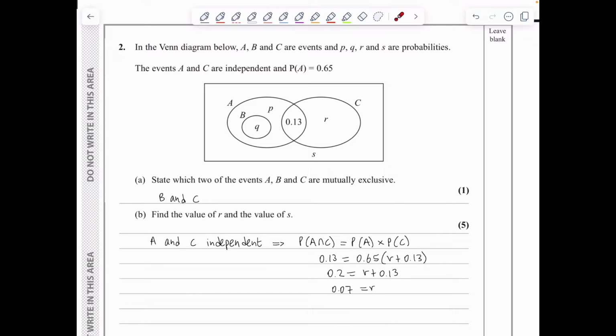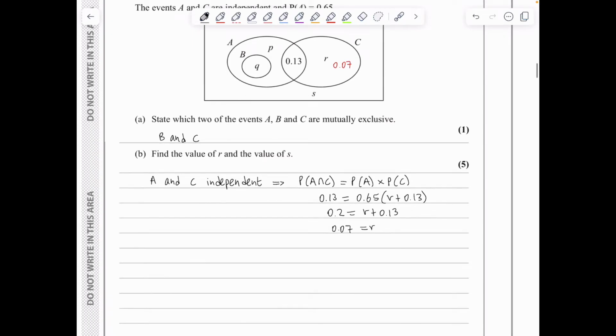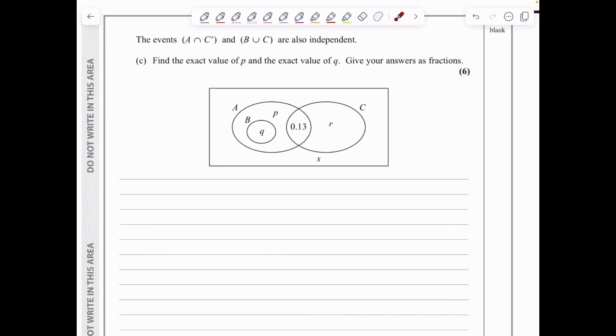Now to proceed and find the value of S, I will simply say that the sum of the probabilities should be 1. We already know that the probability of A is 0.65. We have established that R is 0.07, so I can simply say that 0.65 plus R, which is 0.07, plus S is 1, so 0.72 plus S is 1, which means that S is 0.28.